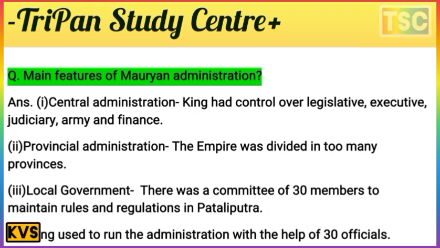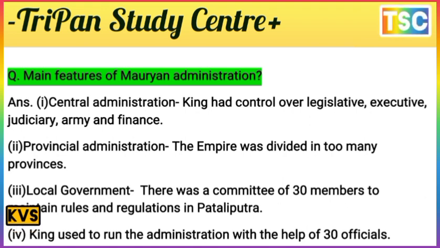And the next is provincial administration. The empire was divided into many provinces. That's important. And next, local government. There were communities of 30 members to maintain rules and regulations in Pataliputra. That's important.